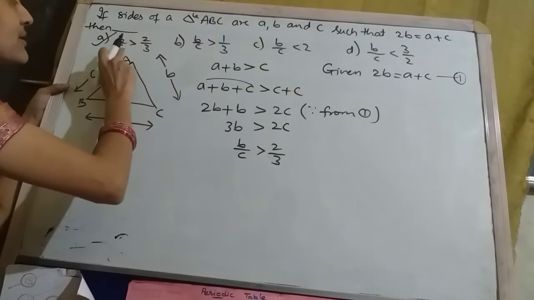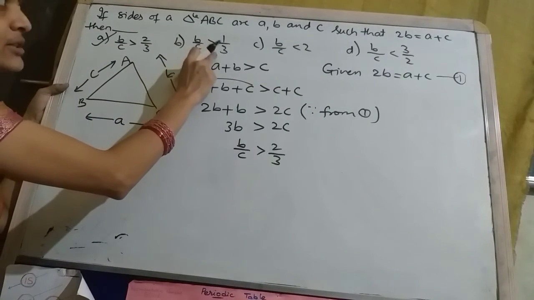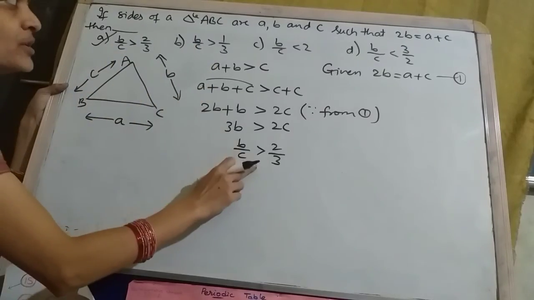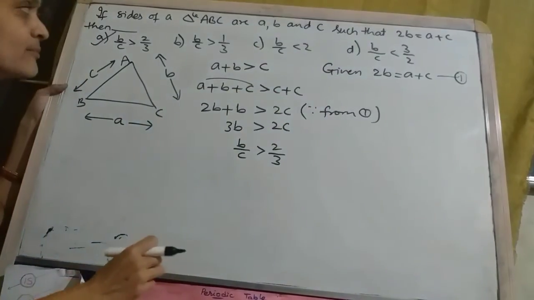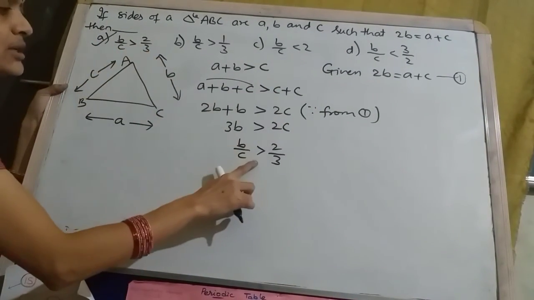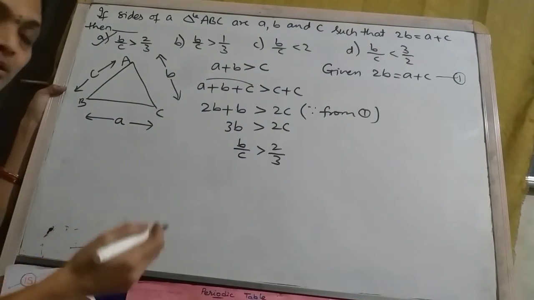Like that, b by c greater than 1 by 3 is wrong. Already one case is approved, no? So b by c greater than 2 by 3 is confirmed. Then check the less than property. Another one you take.